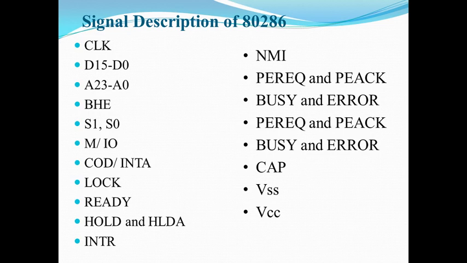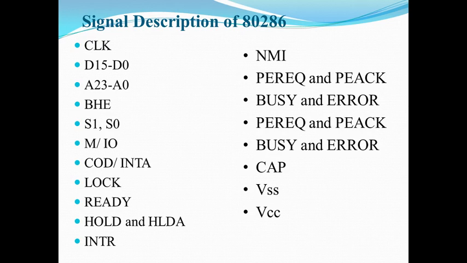Next, HOLD and HLDA, used in the case of direct memory access, or passing the bus control to another processor and getting back the control. Next, INTR, interrupt request, where some device is requesting service. In that case this pin can be used. Through this active high input, an external device requests the 80286 to suspend the current instruction execution and serve the interrupt request. This is exactly similar to the other interrupts which we already studied in the case of 8086. The pin is the same as that of 8086.